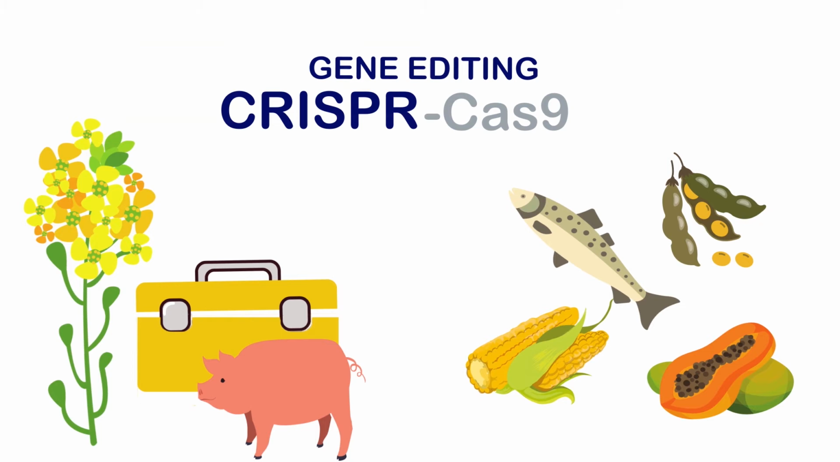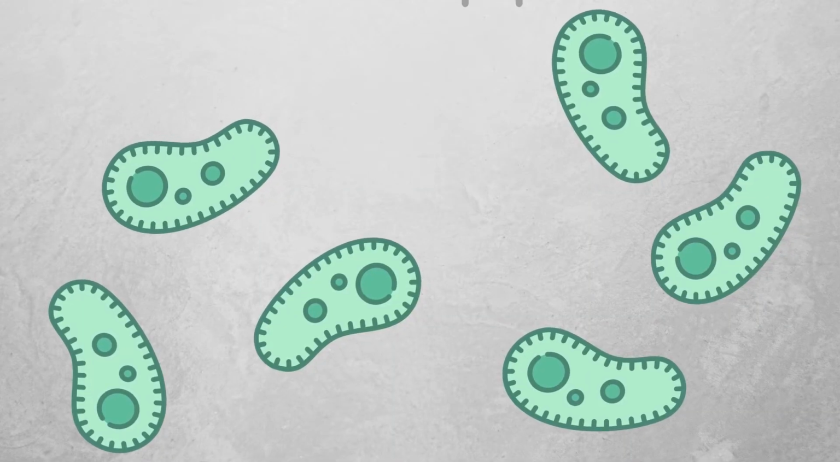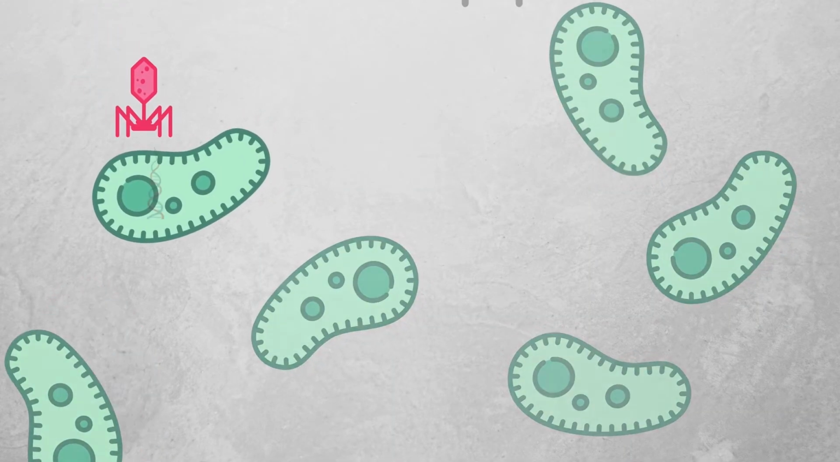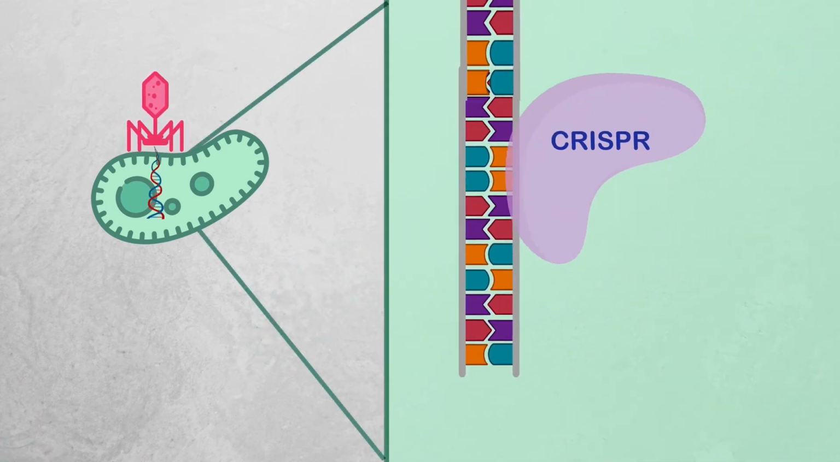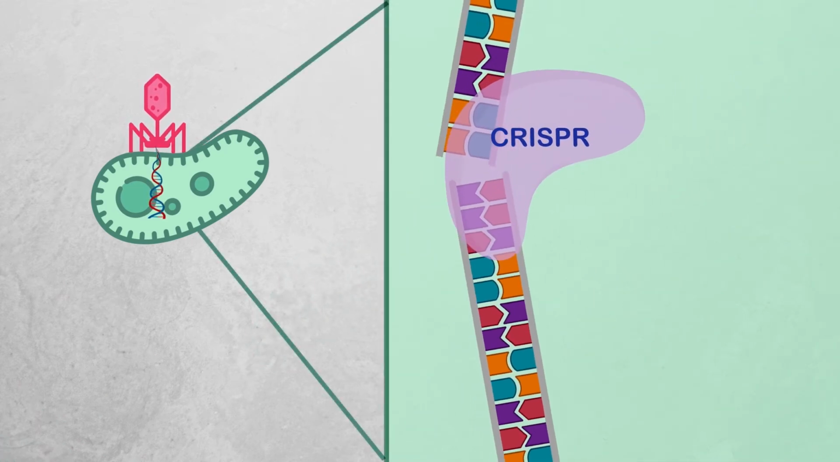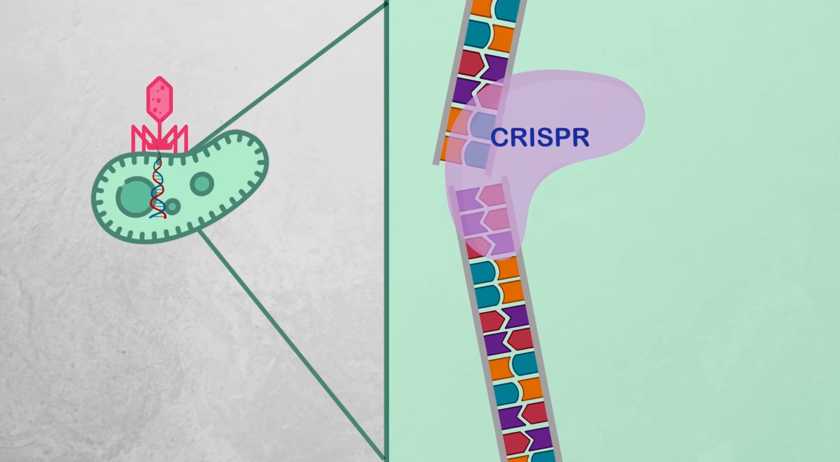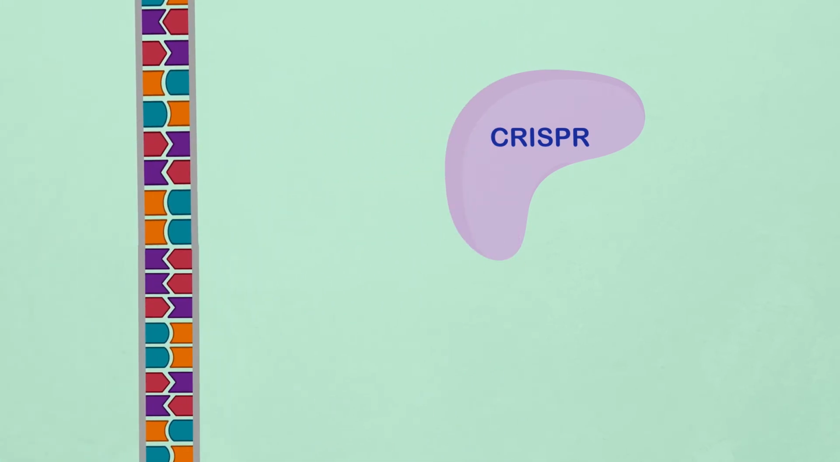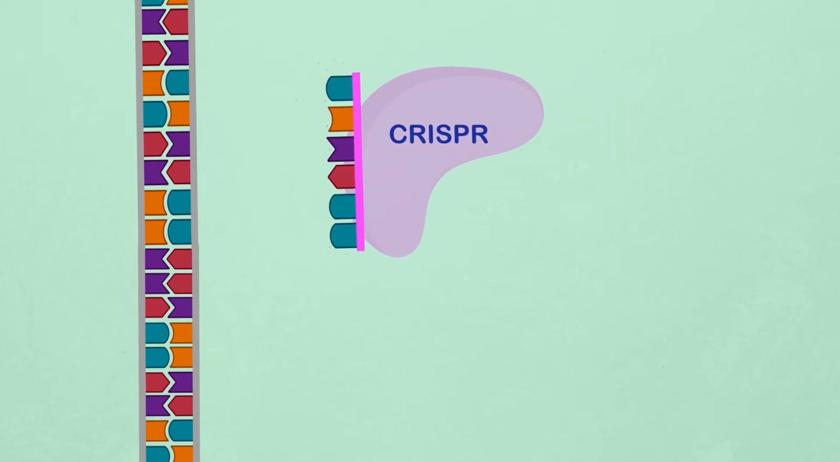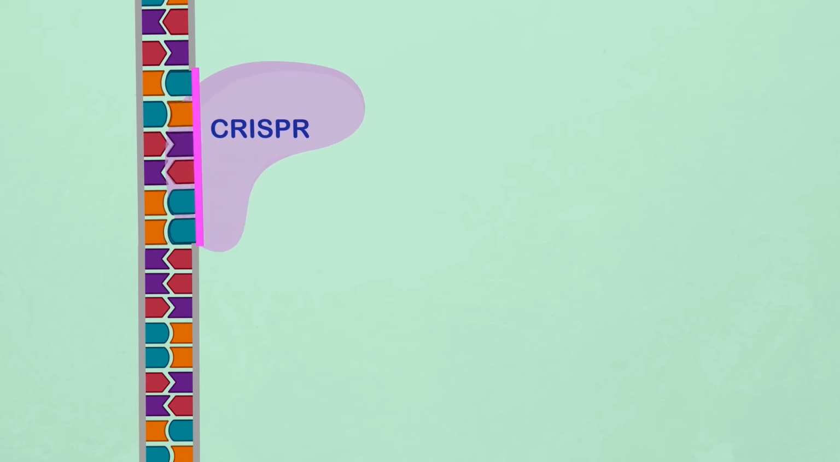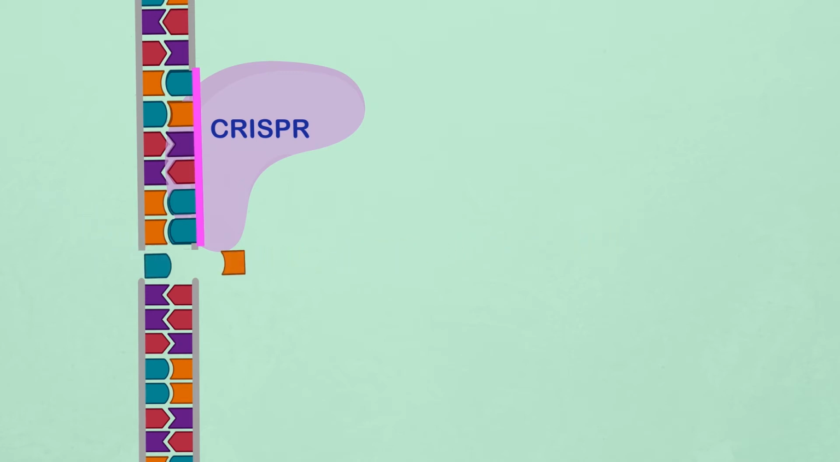CRISPR-Cas9 is part of the defense mechanism in bacteria. When a virus inserts its DNA into a bacterium, CRISPR will cut up the foreign DNA, breaking the code. We can use CRISPR-Cas9's ability to cut the DNA to make targeted changes in a genome. All we need to do is tell CRISPR where to cut by using different guides that correspond to the DNA sequence. Once the DNA is cut, it will naturally be repaired within the cell.